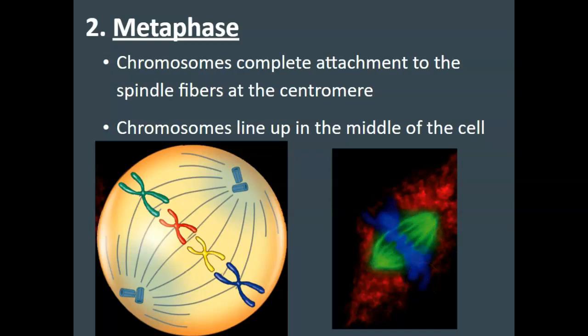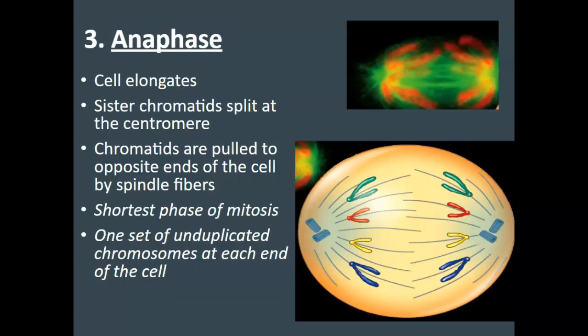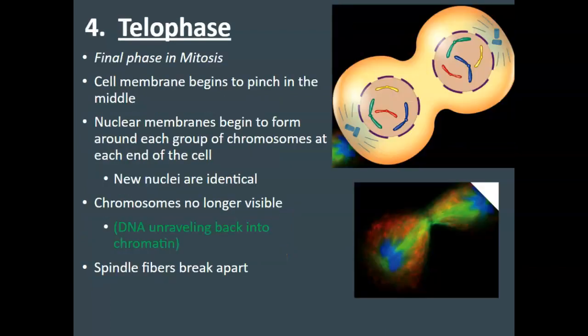Next up is anaphase. This is where they pull apart. One sister chromatid goes to the left, one sister chromatid goes to the right, thanks to those centrioles and spindle fibers pulling them apart. The cell kind of gets longer, and we see that separation. The chromosomes are no longer in the middle. This is the fastest phase of mitosis.